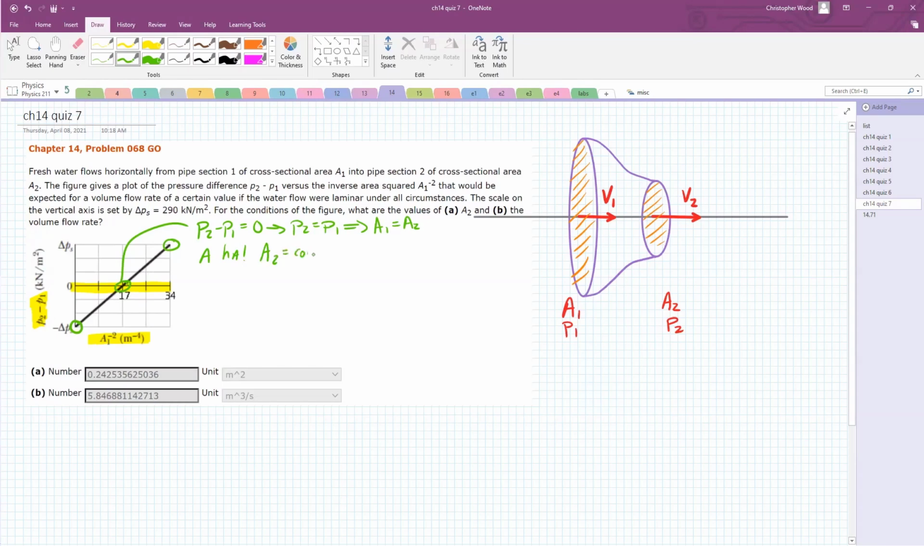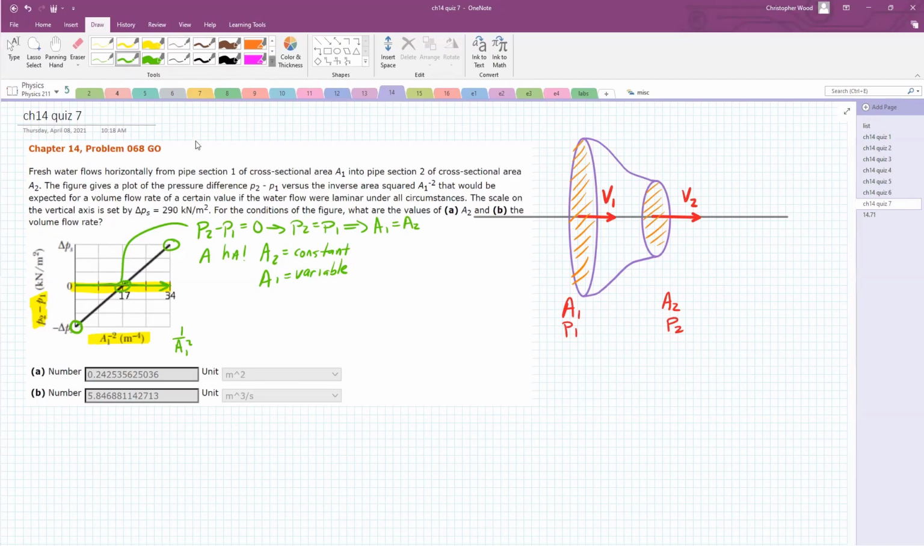A2 is constant, A2 doesn't change. Cross-sectional area A2 doesn't change, but A1 does change. A1 equals variable. How do I know that's true? Because you can see A1 can be as small as 0 or as great as 34. Well, I should say 1 over A1 squared. It can never really be 0. Let me rephrase. No, I think that's right. Yeah. So A1 varies from this value all the way to this value.